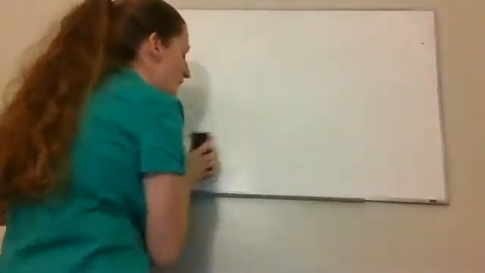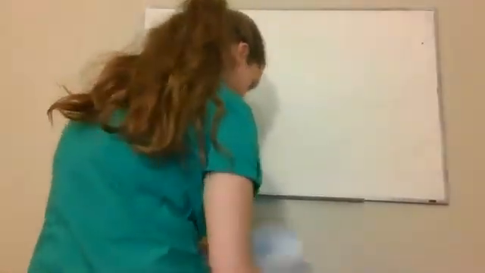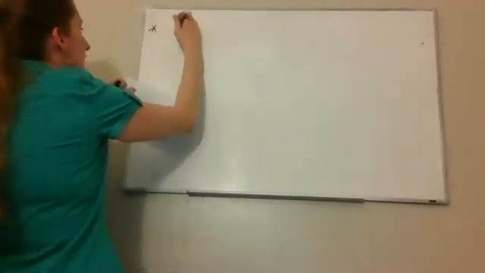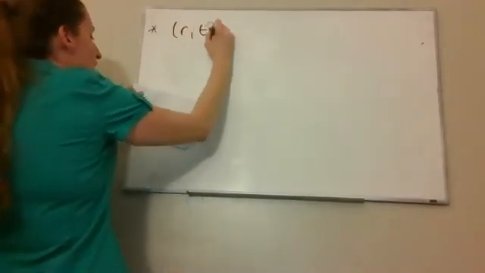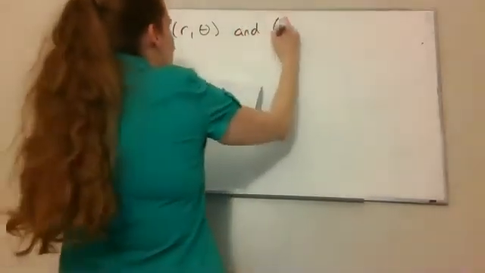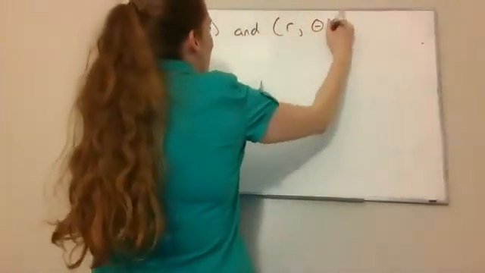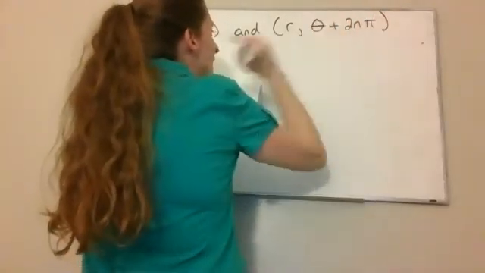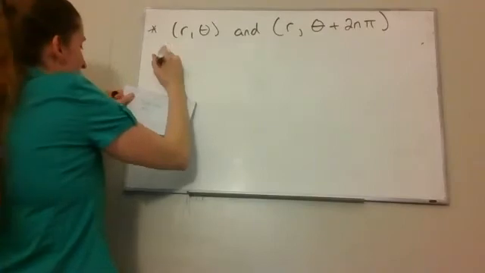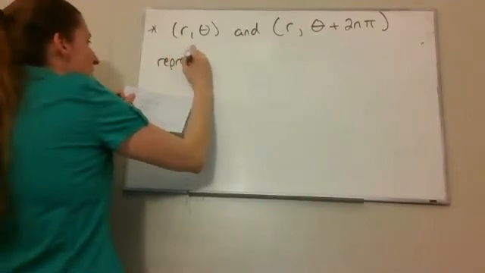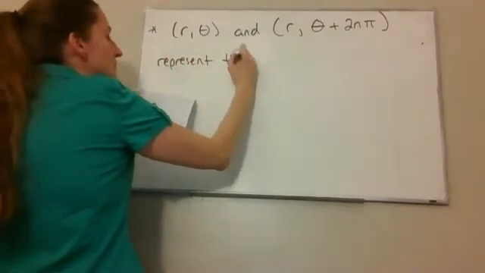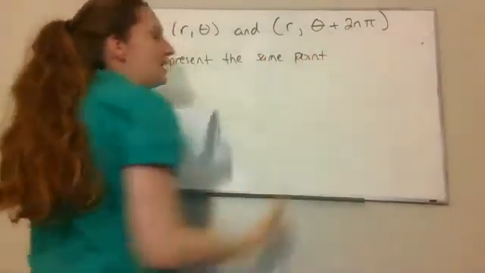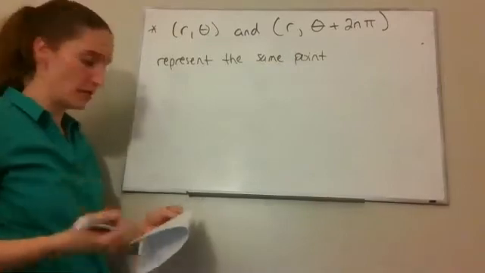So now that we know that the names of our points aren't unique, here's a couple interesting facts. The point (r, theta) and the point (r, theta + 2nπ), so some multiple of 2π, represent the same point. And I'm using n to mean an integer, so a whole number.